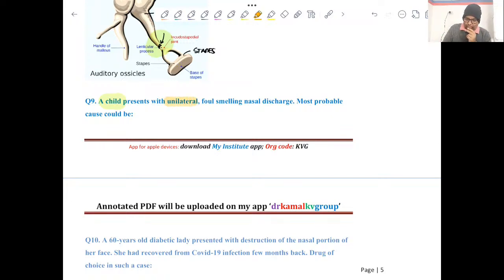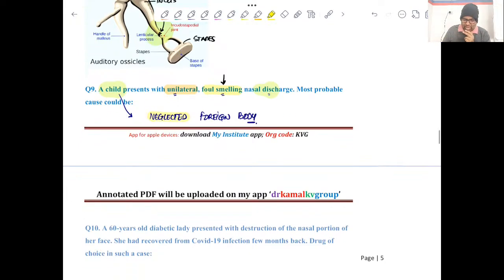Now, a child, unilateral, foul-smelling nasal discharge. Whenever you have a child with one-sided, bad smelling nasal discharge, think of a neglected foreign body. Clear? So this is a classical case with foul-smelling nasal discharge, foreign body. Very good, Mohammed Anas. And this is neglected. The child has forgotten about that.